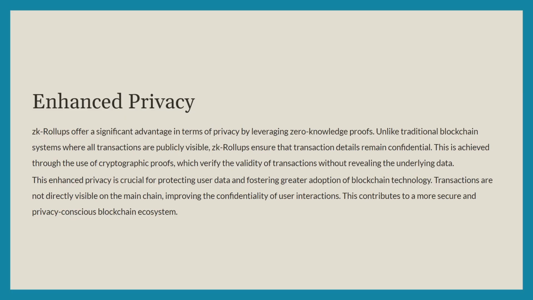Let's talk about enhanced privacy. ZK rollups offer a significant advantage in terms of privacy by leveraging zero knowledge proofs. Unlike traditional blockchain systems where all transactions are publicly visible, ZK rollups ensure that transaction details remain confidential. This is achieved through the use of cryptographic proofs, which verify the validity of transactions without revealing the underlying data. This enhanced privacy is crucial for protecting user data and fostering greater adoption of blockchain technology. Transactions are not directly visible on the main chain, improving the confidentiality of user interactions. This contributes to a more secure and privacy conscious blockchain ecosystem.